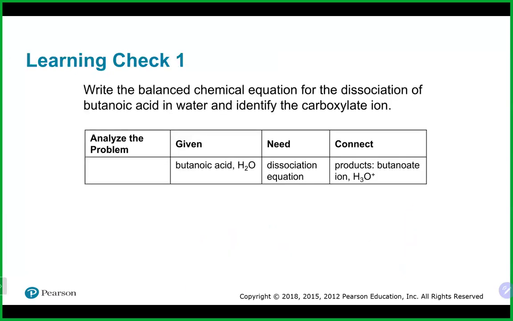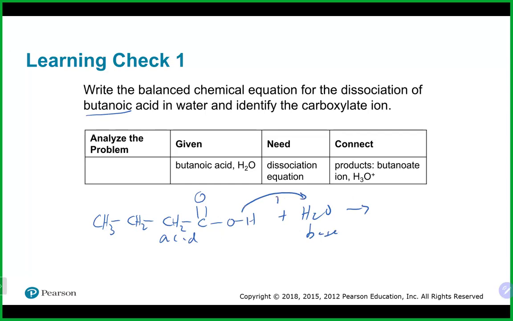So, write the chemical equation for the dissociation of butanoic acid in water. Basically, we would start with butanoic acid, which is how many carbons? It is 4, with our carboxylic acid group there and filling in our hydrogens. We're going to go with water here. Once again, this is going to be our acid. This is going to be our base. We're going to get the hydrogen to donate over. That is going to make H3O plus.